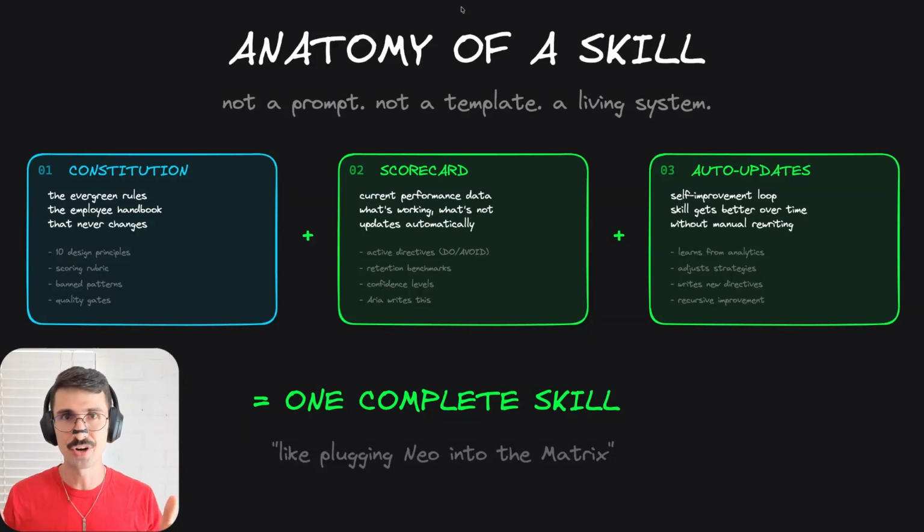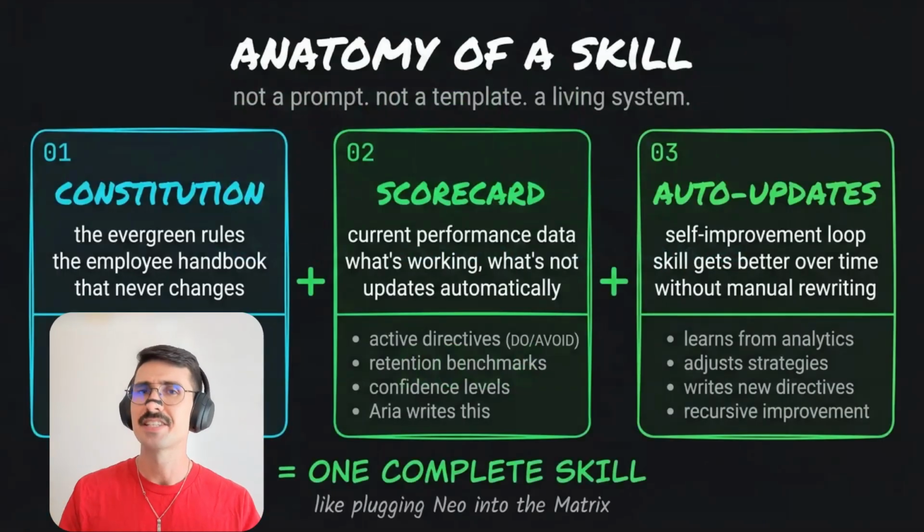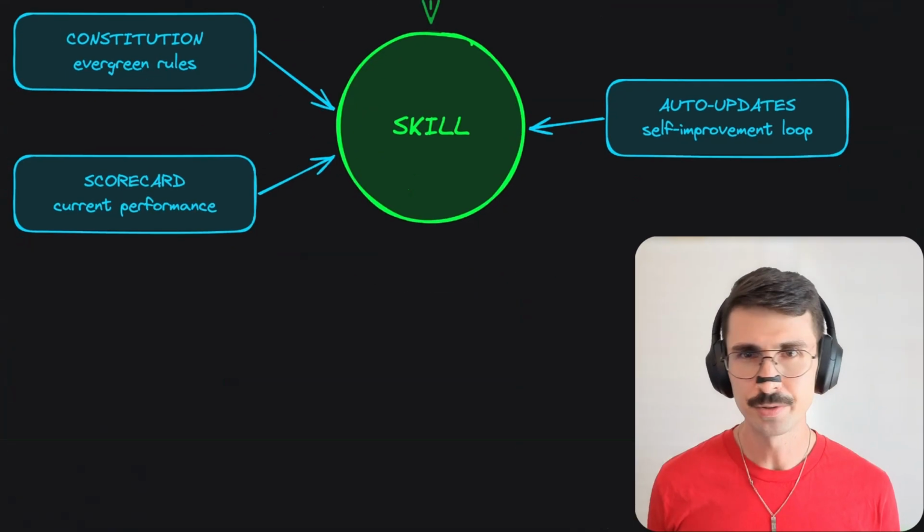You don't need to code. You just need to think clearly about what good output looks like and then engineer a skill around it. So what actually is a skill though? Because it's not a prompt, it's not a template, and it's not a custom GPT. A skill is three things.